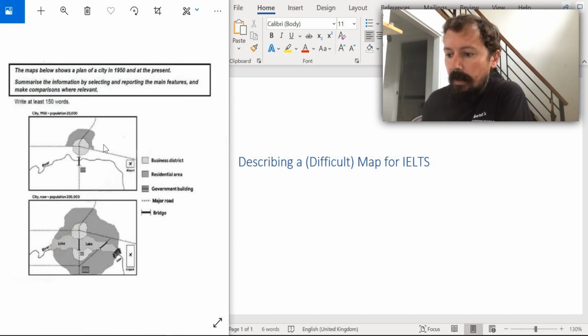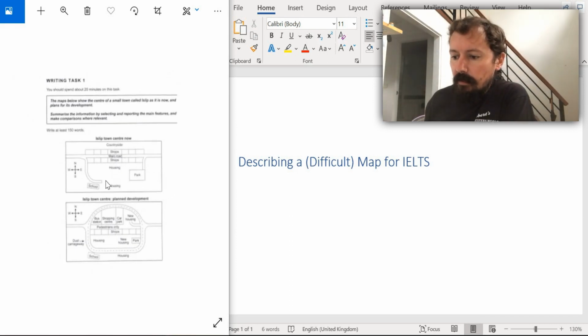So this one, we have two clearly different maps of the same place, and if you look at the top one you can see it's very simple, and then down below it's become a bit more complicated. It's because some changes have been made. This is a very common type of map to occur in the exam, so you might be asked to do this. We can see another one here.